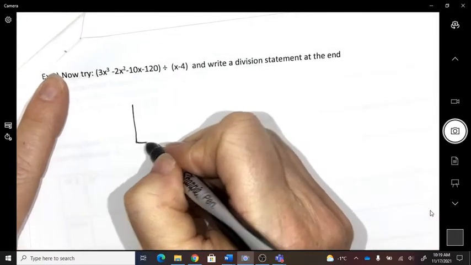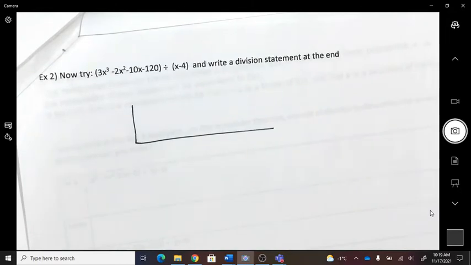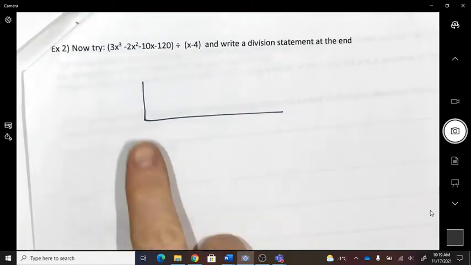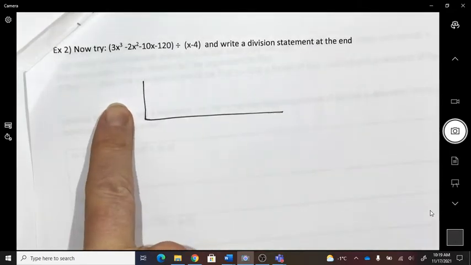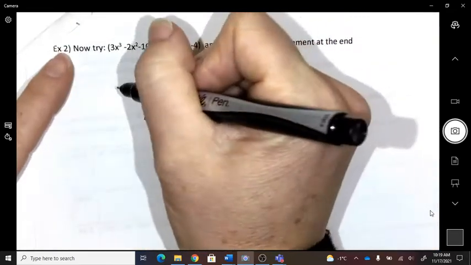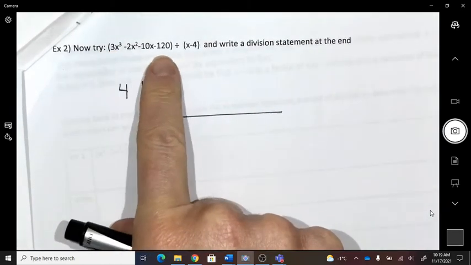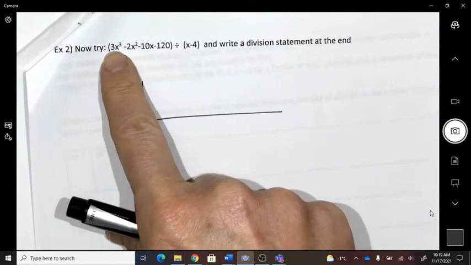Okay, so I'm going to go, my box actually like that. Sorry, I did it backwards last time. Okay, what value should I put on the outside of this box? Positive 4. Okay, can you check the order here? Are we okay, or do we need to throw a 0 in here somewhere?